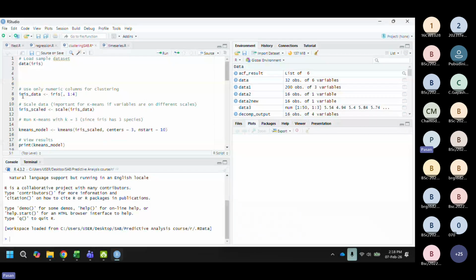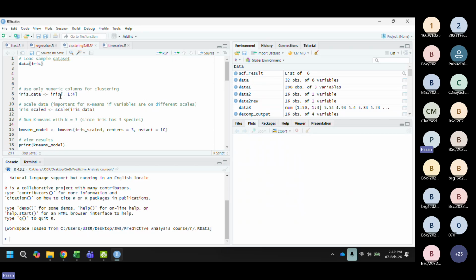So now, for simplicity, I'm going to use an inbuilt data set available there. This is a very famous data set, the iris data set. I'm going to refer to this iris data set, and I'm using only the first to the fourth column, taking all the observations.